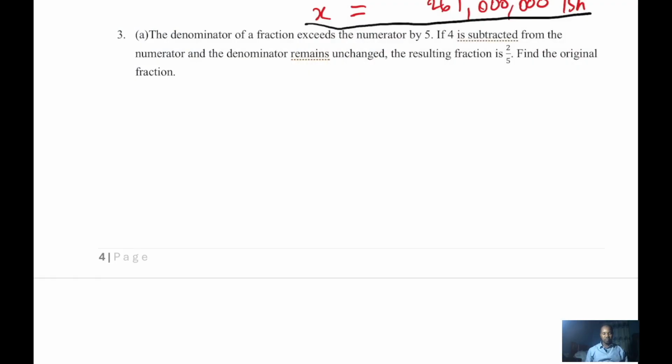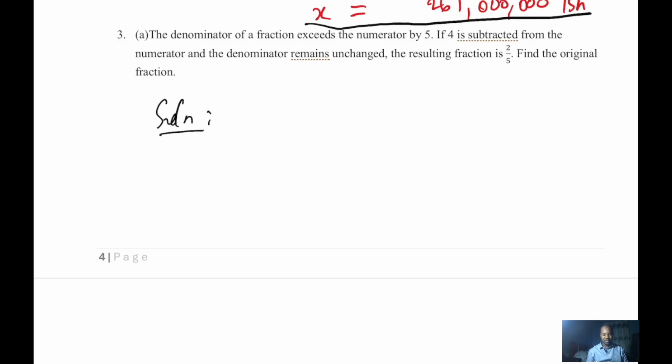The denominator of a fraction exceeds the numerator by 5. If 4 is subtracted from the numerator and the denominator remains unchanged, the resulting fraction is 2/5. Find the original fraction. Wow, such a good question. So, solution.